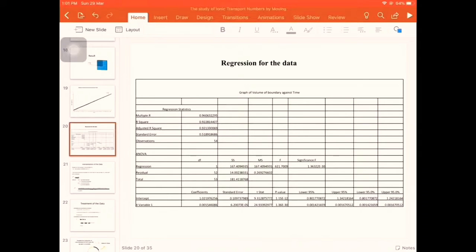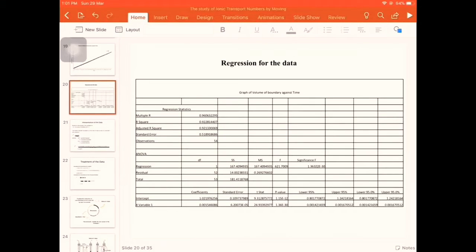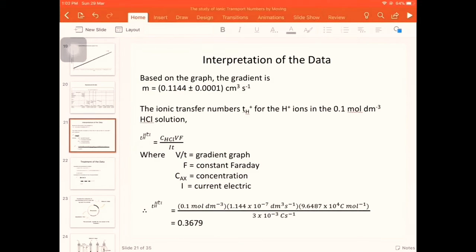And then, okay, interpretation of the data. Basically from the graph we know the gradient, and from the regression we know the lower boundary and upper boundary, so that we can actually get the uncertainty. And this is the gradient that we get, 0.114 plus minus 0.0001 centimeter cubed per second.